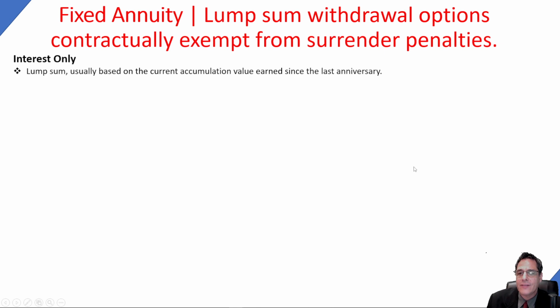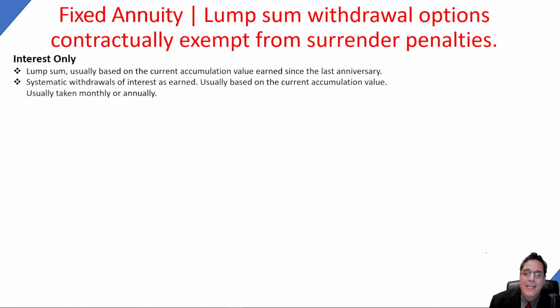So first thing we have is the interest-only withdrawal. The interest-only withdrawal can be done in a lump sum, right? And it's usually based on the current accumulation value earned since the last anniversary. So if you have $3,000 of interest since the last anniversary, you can take it out. Pretty simple, right? The lump sum withdrawal provision.